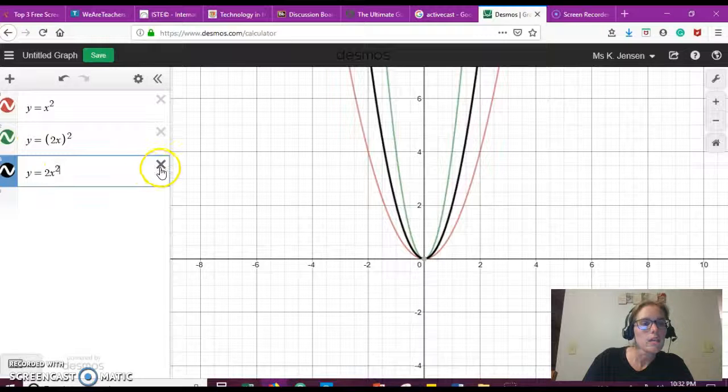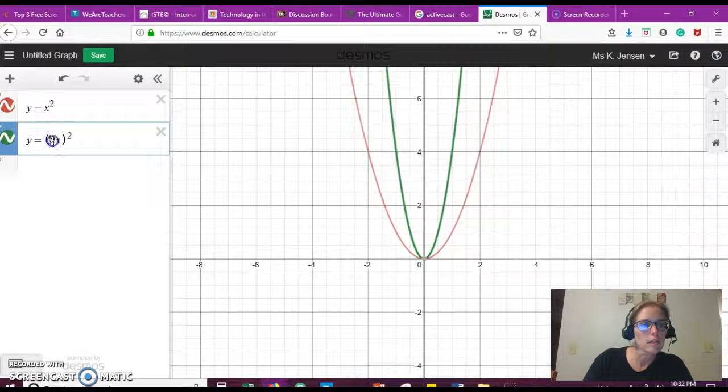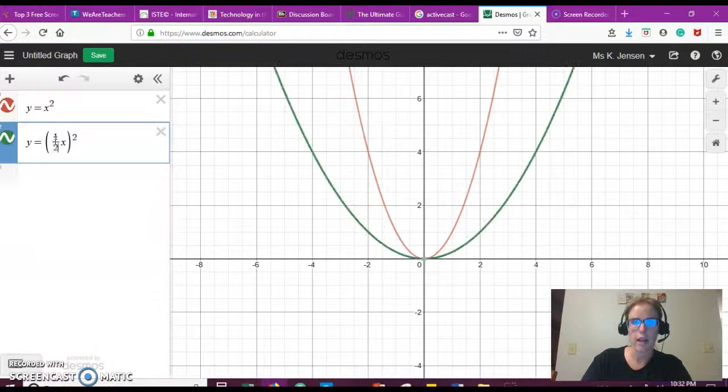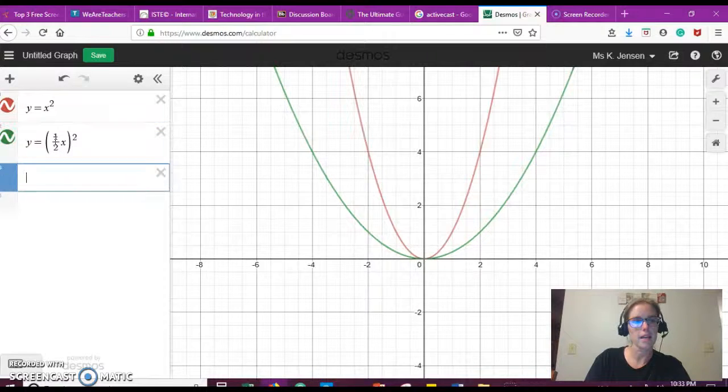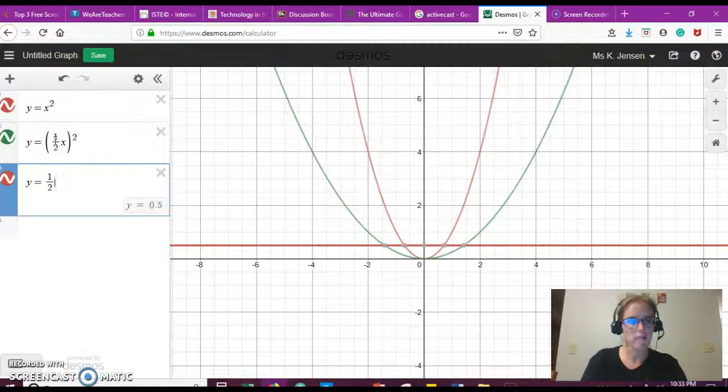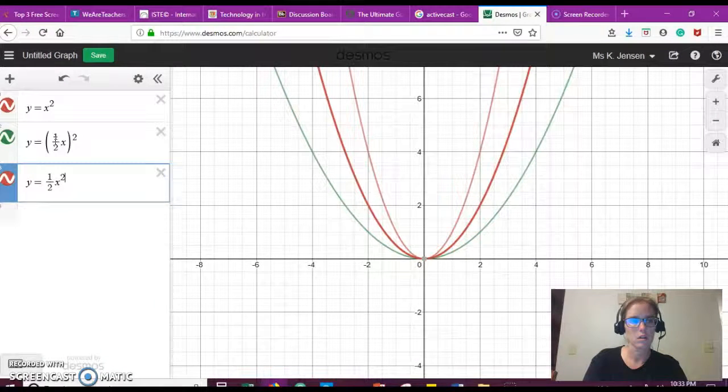All right, now let's see what happens if I turn that 2 into a 1/2. Oh, it got wider again. But how does that compare to y equals 1/2 x squared? Oop, it's wider than that one. So the horizontal compressions and stretches actually do a little bit more. They're a little bit more dramatic because you're doing it to x, then you're squaring it.